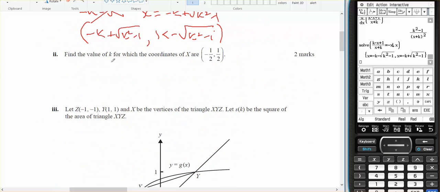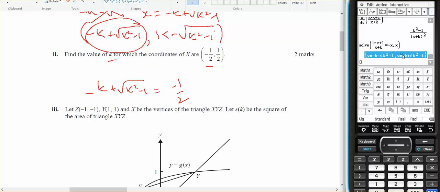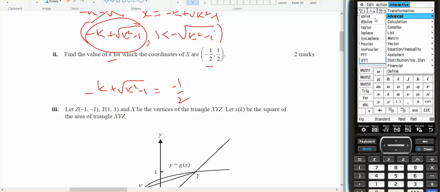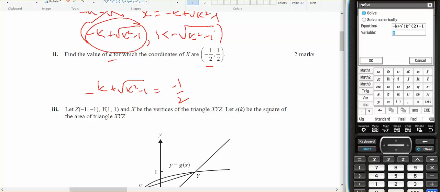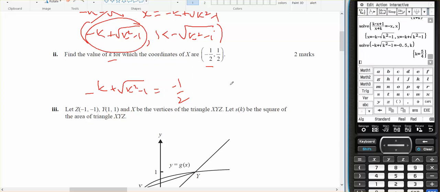The next part, find the value of k if the x coordinate is this. So I'd want this to equal negative a half. So if I take minus k plus the square root of k squared minus 1 equals negative 0.5 and solve for k, k equals 5 on 4.